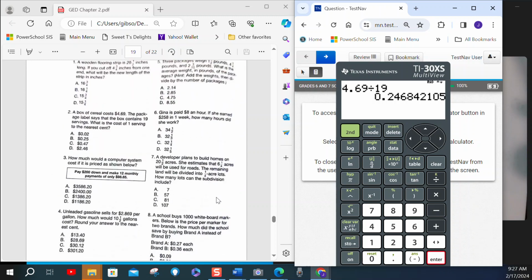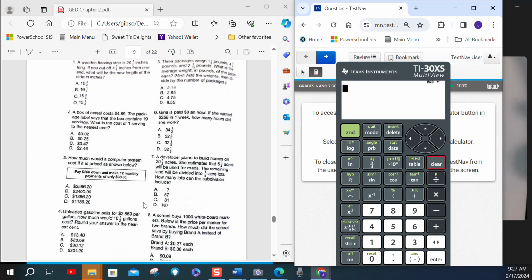Okay, so number 3. Let's clear this out. It says, how much would a computer system cost if its price is shown below? Pay $200 down and make 12 monthly payments of only $98.85. So it'll be 200 plus the 12 monthly payments. It'll be 12 times 98.85. And because of order of operations, this will multiply, then add. And that'll give you 1,386 and 20 cents, which will be C.